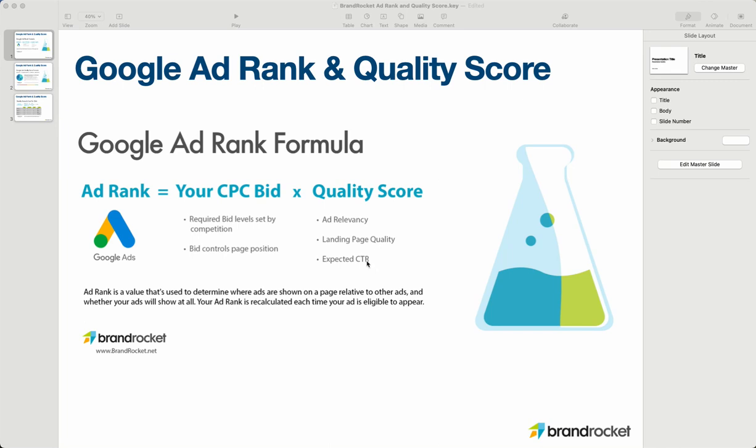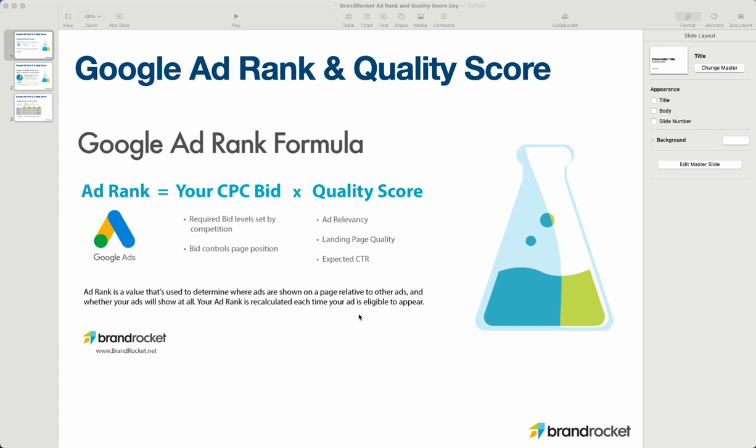And then expected CTR, the expected click-through rate of the ad on the search results page in comparison to the competition. So it's not the CTR of the ad unit itself, but in relation to the competitors on that search results page, which is Google's sneaky way of getting you to spend money versus the competition. Okay, so those are the three factors. Ad relevancy is the easiest to do, but you have to structure your campaigns properly, and that's why we do what we do when we're building out campaigns, creating very thematic ad groups for very specific searches, and then making sure the ad copy matches those searches.